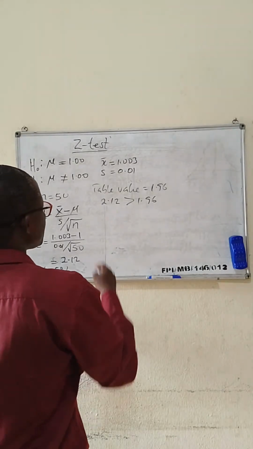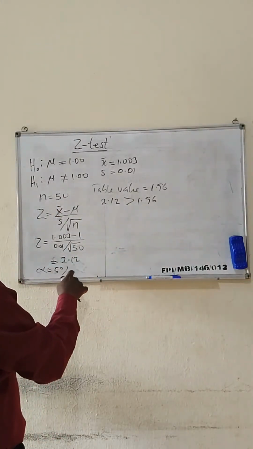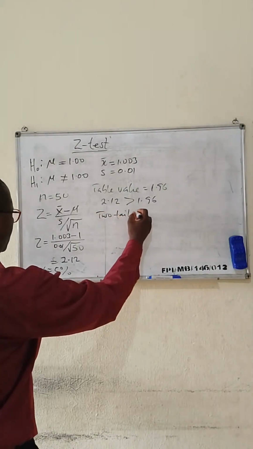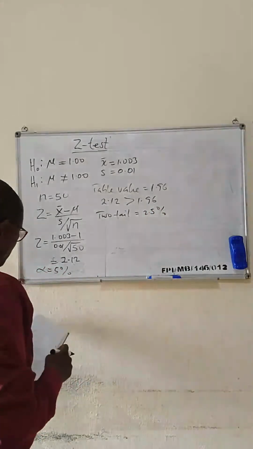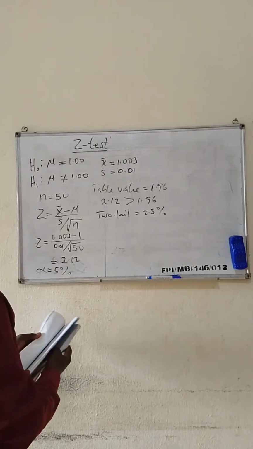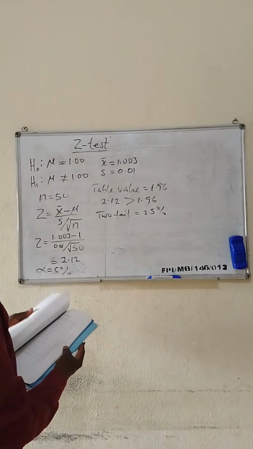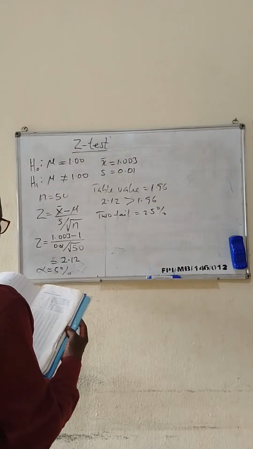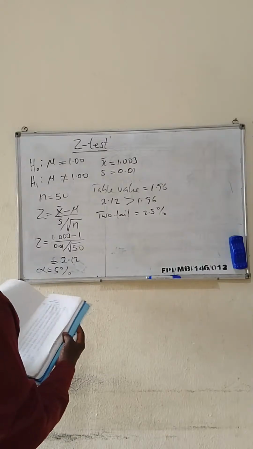Since it's a two-tail test, we split the alpha into 2.5. For two-tail, our alpha will be 2.5%. So we check under 2.5 because we have a two-tail test. Check under 2.5, and you will see that the value is 1.96. That is how we obtain that under 2.5.